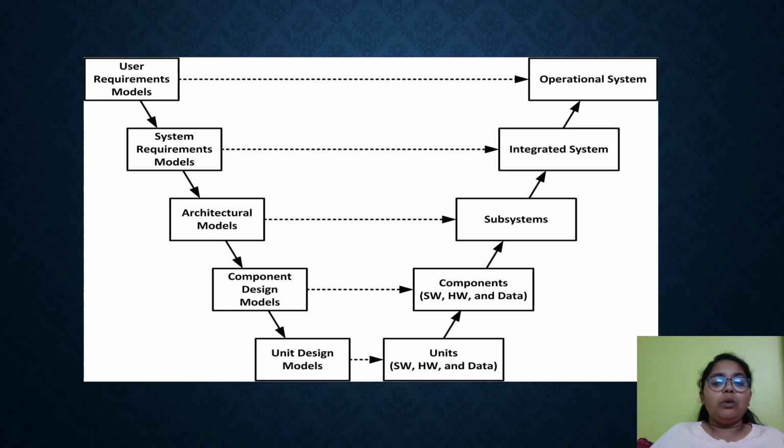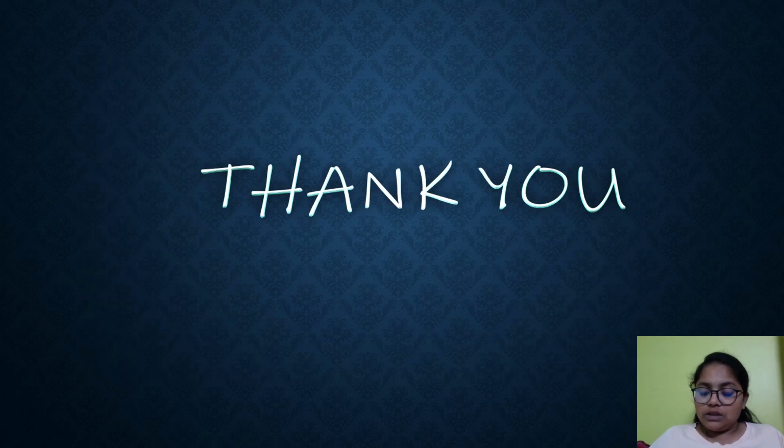And this is the outer structure, or the general structure, of the V model. You can see why it is called the V model, because it emphasizes the shape of a V. And here it is requirement models, system requirement models, architectural models, component design models, unit design models. And here you can see it is units. For component design it is components, architecture is subsystem, system requirement is integrated system, and requirement model is operation system.